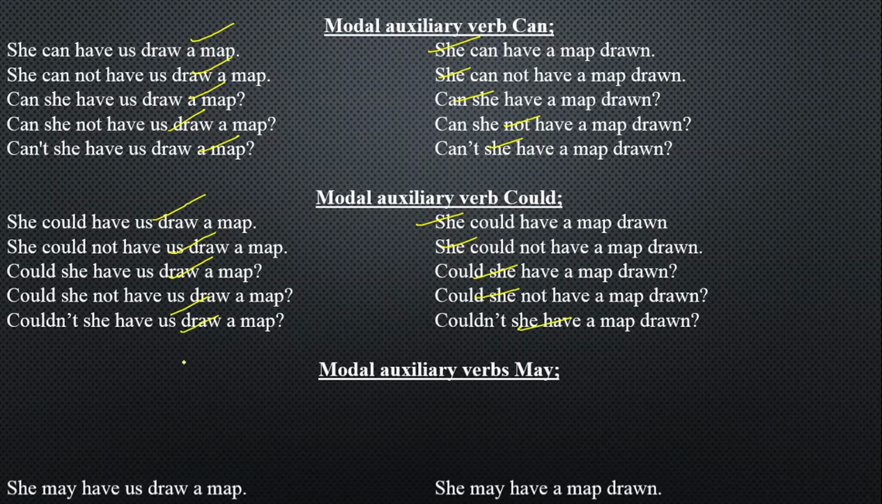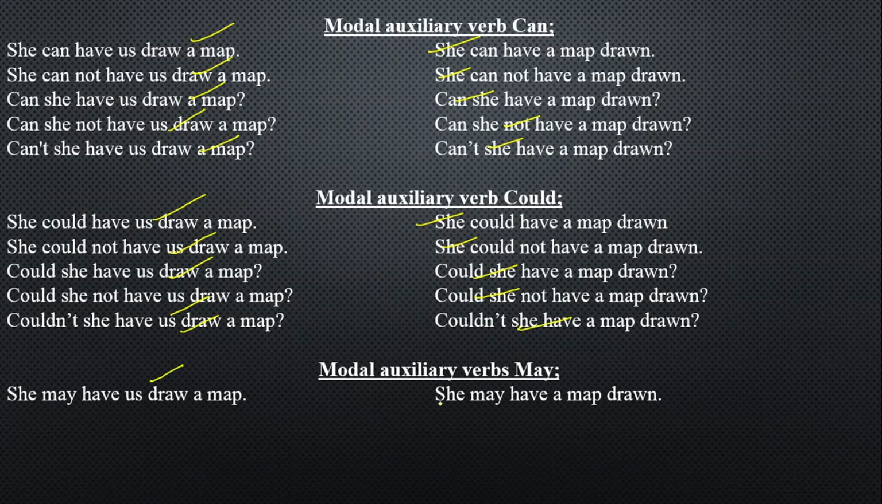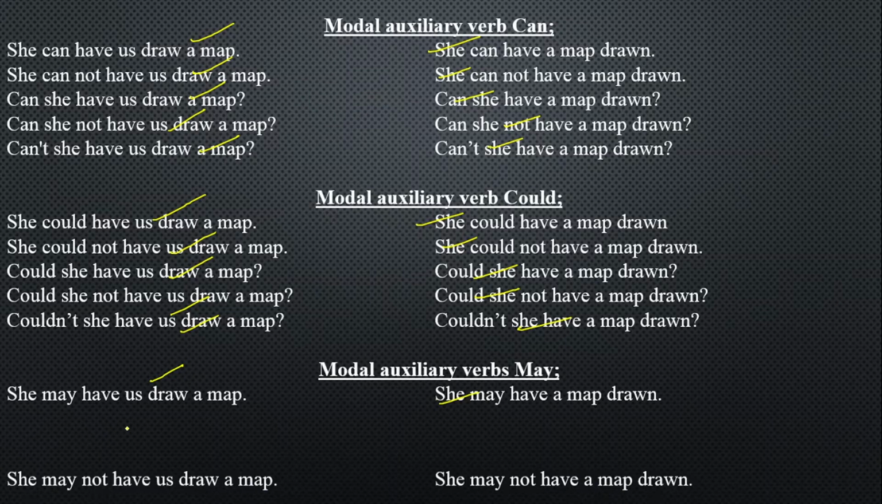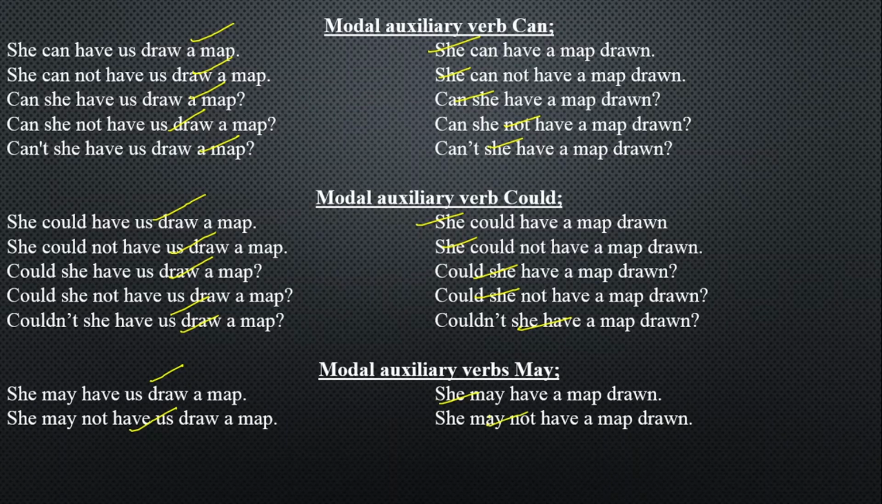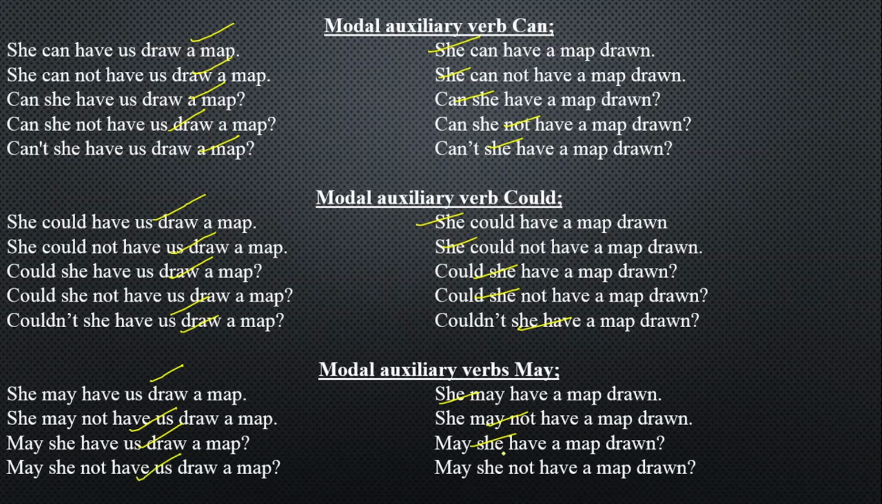She may have us draw a map. She may have a map drawn. She may not have us draw a map. She may not have a map drawn. May she have us draw a map? May she have a map drawn? May she not have us draw a map? May she not have a map drawn? Next is might.